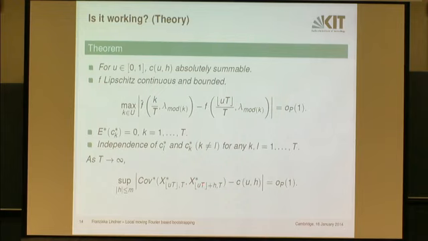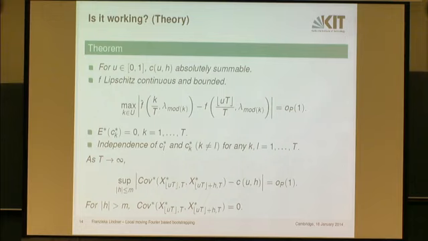asymptotically equals the time-varying autocovariance at time u and lag h. And this convergence is uniform in h, for h being less than m. For h being bigger than m, this is 0, because we have an m-dependence of our bootstrap scheme.